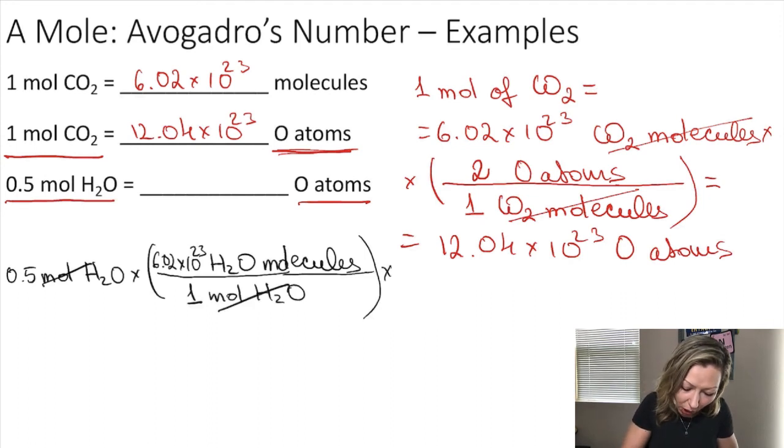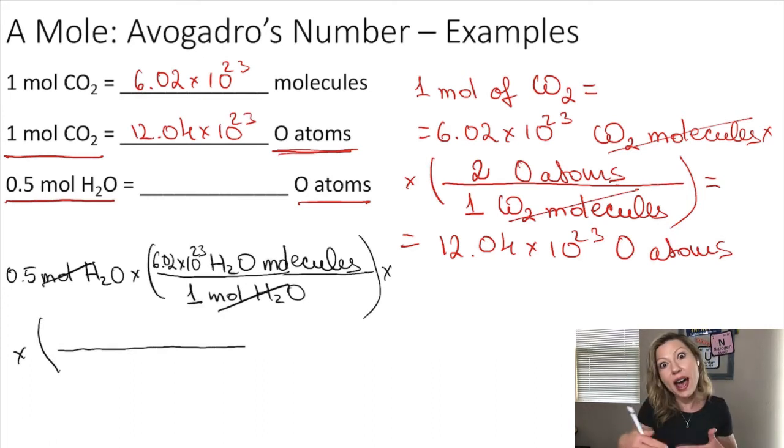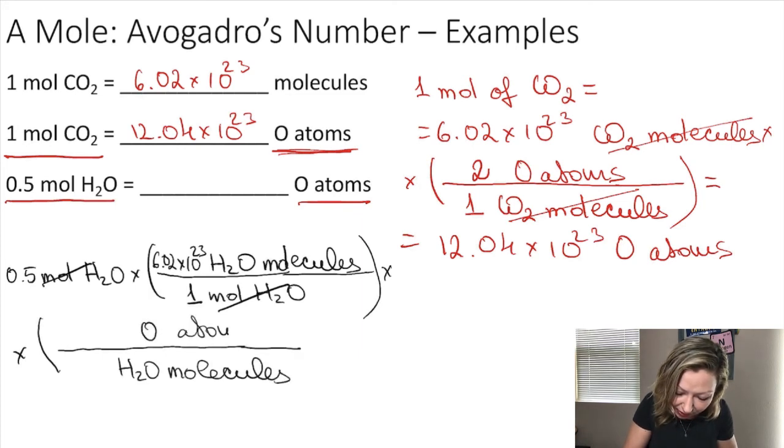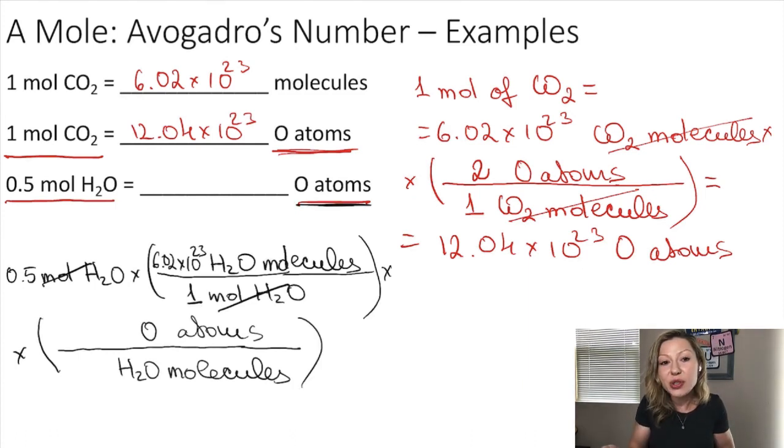Now I have to go from the number of molecules into the number of oxygen atoms. And again, I can use a conversion factor. Now I have to cancel out the number of H2O molecules, so H2O molecules go on the bottom, and oxygen atoms go on the top. Okay, how many oxygen atoms do I have in one H2O molecule? 1, right? So for one H2O molecule, I'm going to have 1 oxygen atom.